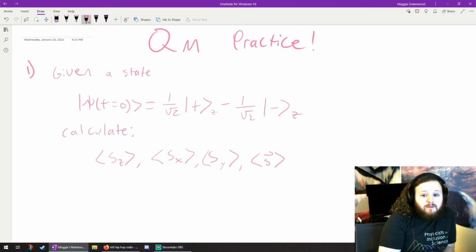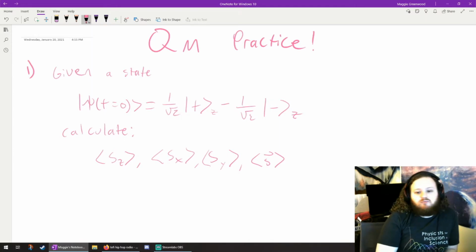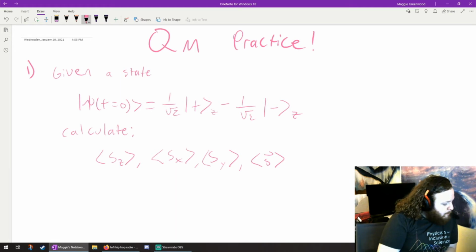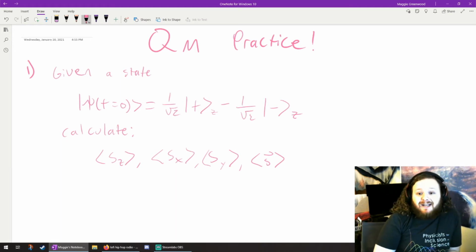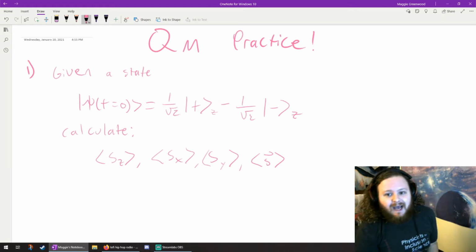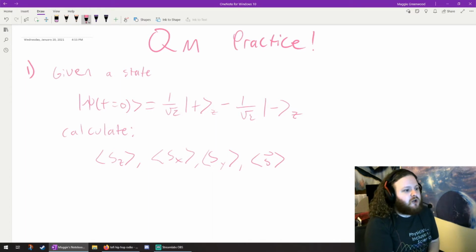That process of time evolution is really nasty and is very dependent on what kind of Hamiltonian you have for the system, so what the energies of the system look like. But I'm not time evolving yet. I just want to calculate these given our initial state here, written in the z basis. So first up, let's calculate SZ.